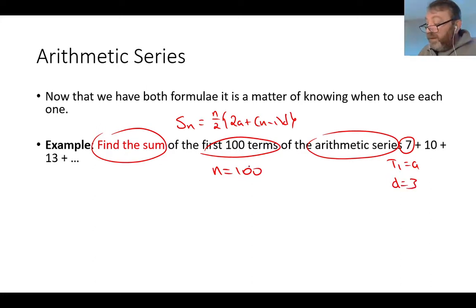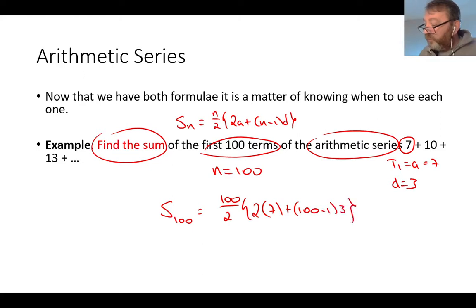So now what do we do? Carry those three values up here and ask yourself, what is the sum of the first 100 terms? So S of 100 equals 100 over 2 times 2 times the value of the first term, which is 7, plus 100 minus 1 times the common difference, which is 3. So write the formula down first, blank, without any substitution, then substitute the values in their proper place, and then simply go to your calculator. That's going to be 50 times 14 plus 99 times 3. Now, what's 99 times 3?